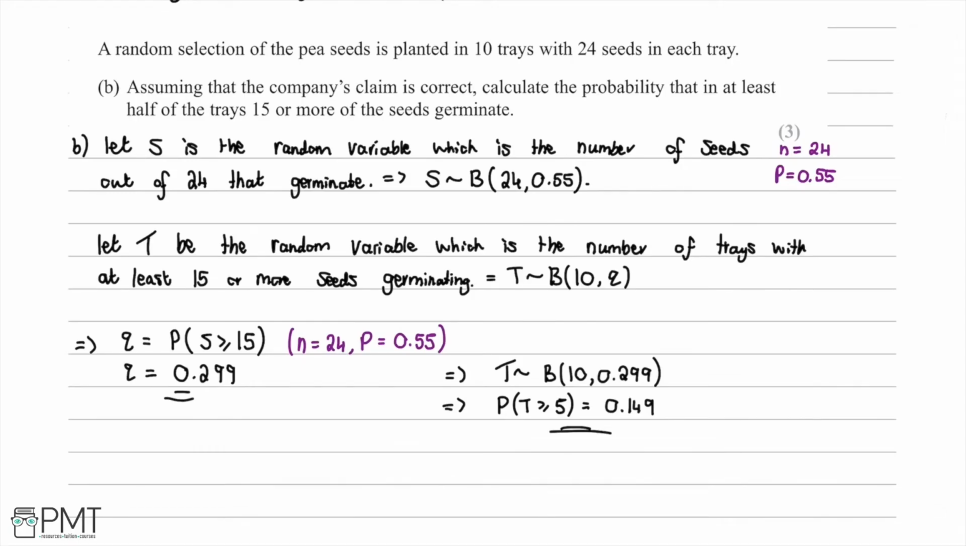This question was worth 3 marks, and we receive our first mark for knowing to set up both of our variables. So when we've set up our random variables, the key piece here is knowing that Q is the probability which we need to work out using the random variable S. We receive a second mark for working out what this probability Q was equal to, and then we receive our third and final mark for correctly working out the answer, which was 0.149.